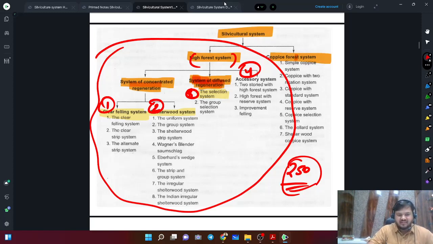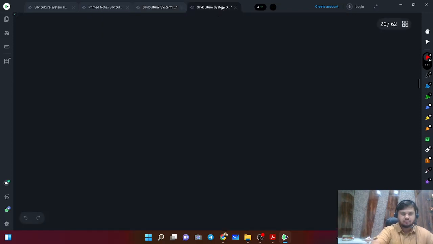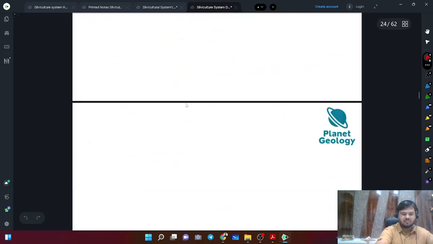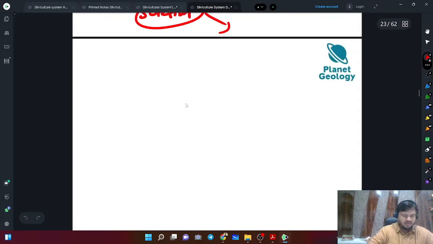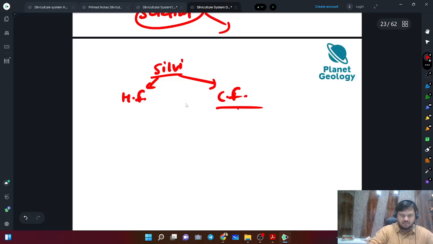So in this clear felling system, the first variation is simple clear felling system. The second is the clear strip system, and then there is alternate strip system, right? So you write these three terms. What are they? Just make this small diagram in your copy before we end the session. So there is silviculture system, there is high forest, and there is coppice forest, right? So we'll write it later.